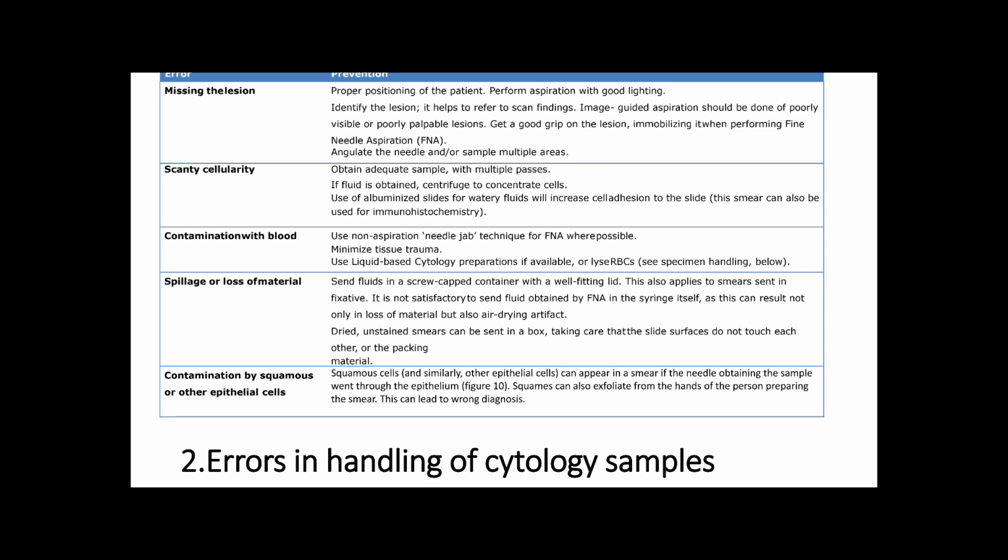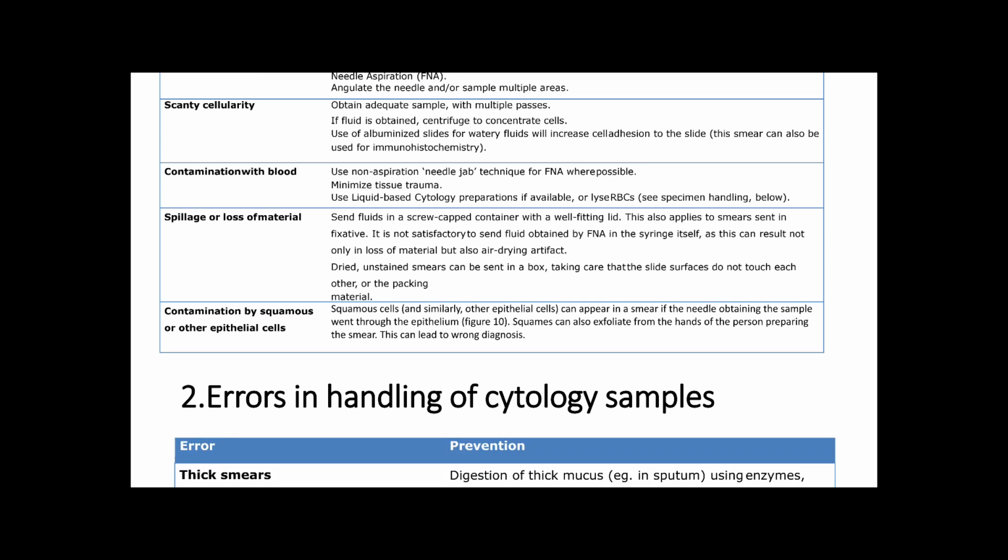So the next one is contamination by squamous or other epithelial cells. Squamous cells and similarly other epithelial cells can appear in the smear if the needle that obtained the sample went through the epithelium. Squames can also exfoliate from the hands of the person preparing the smear. This can lead to a wrong diagnosis.